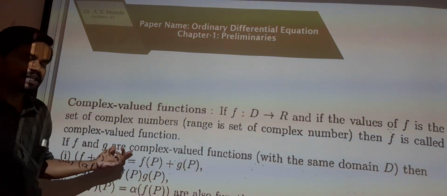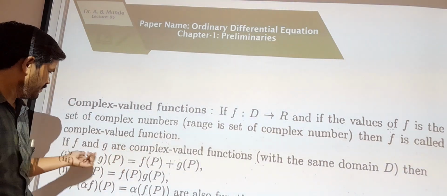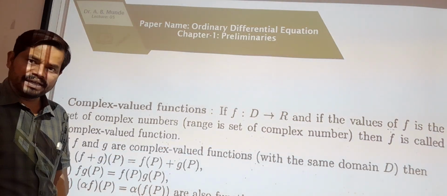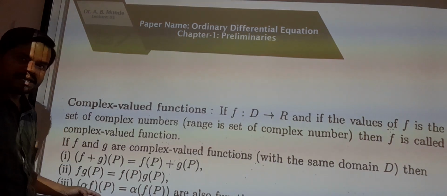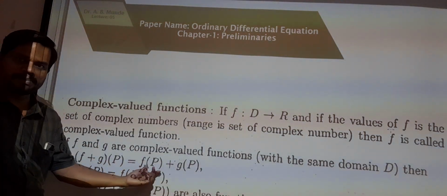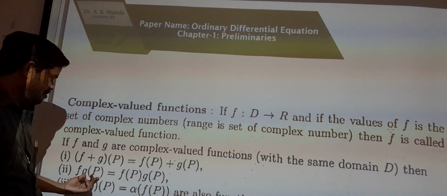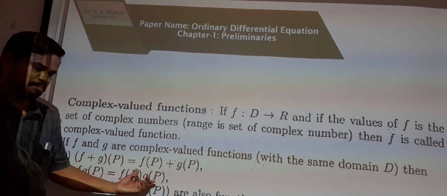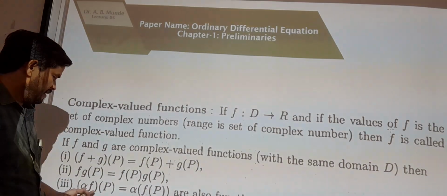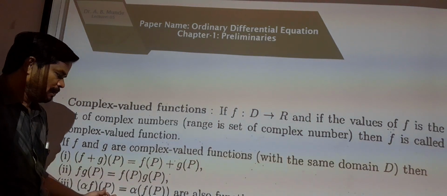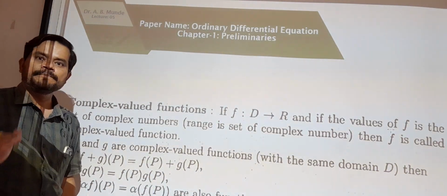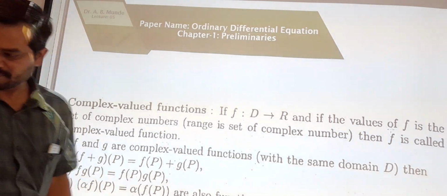Now we see some properties. If f and g are complex valued functions with the same domain D, then these three hold. The first is (f plus g)(p) is equal to f(p) plus g(p). Second is (fg)(p) is equal to f(p) times g(p). And the third one is, if alpha is any number, then (alpha f)(p) is alpha times f(p), which is also a function with domain D.